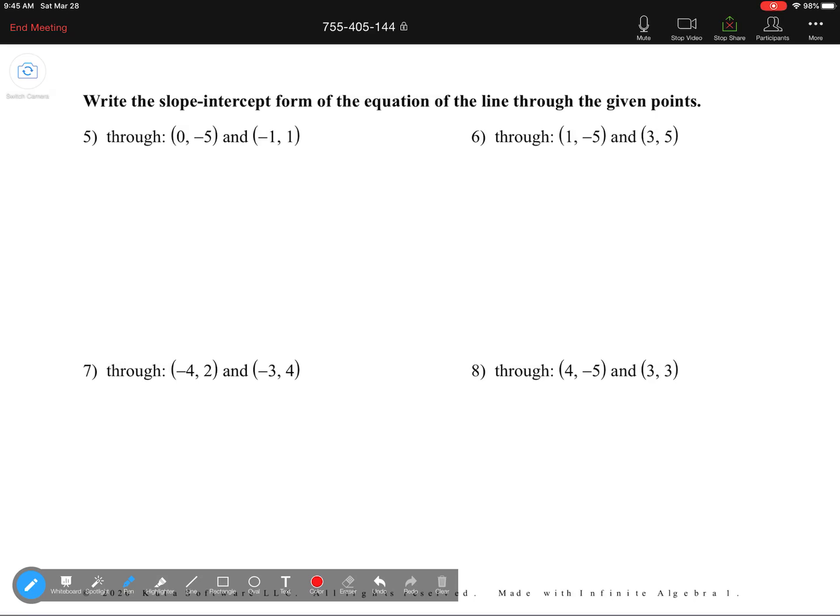Hey guys, here we are at problems 5 through 8 from our review. So here we're trying to do pretty much the same thing, where we're trying to write our equation in slope-intercept form. Again, that's y equals mx plus b. This time, though, what's a little bit different is that we're given our two coordinates. And you recall from class that this is your x1, y1 and your x2, y2.